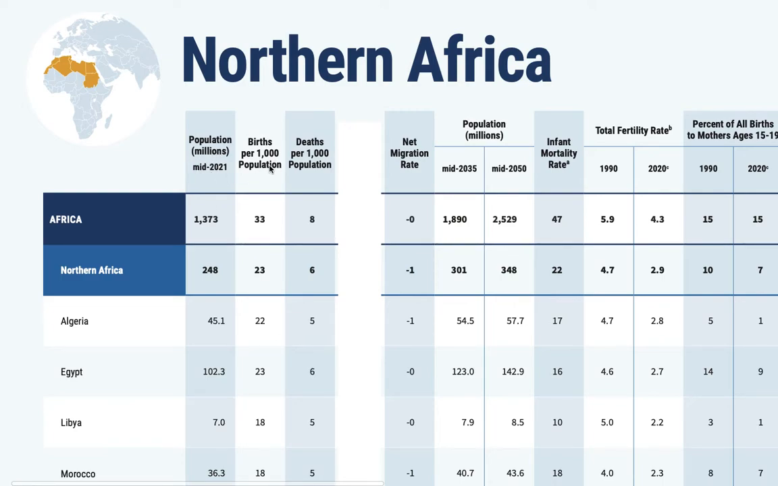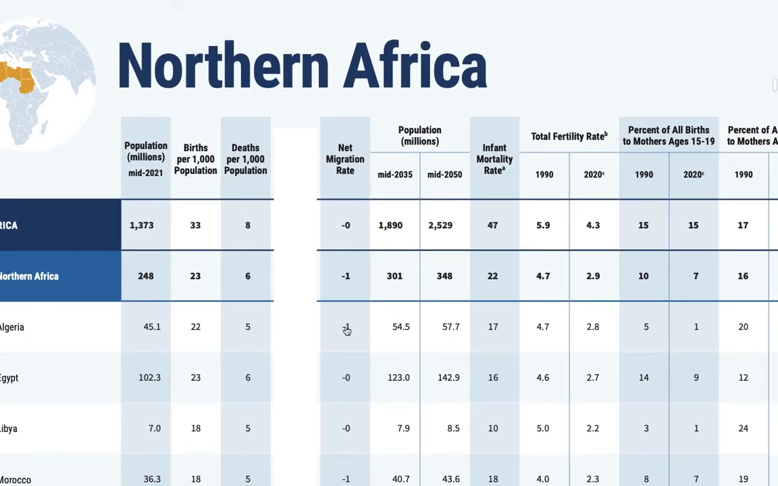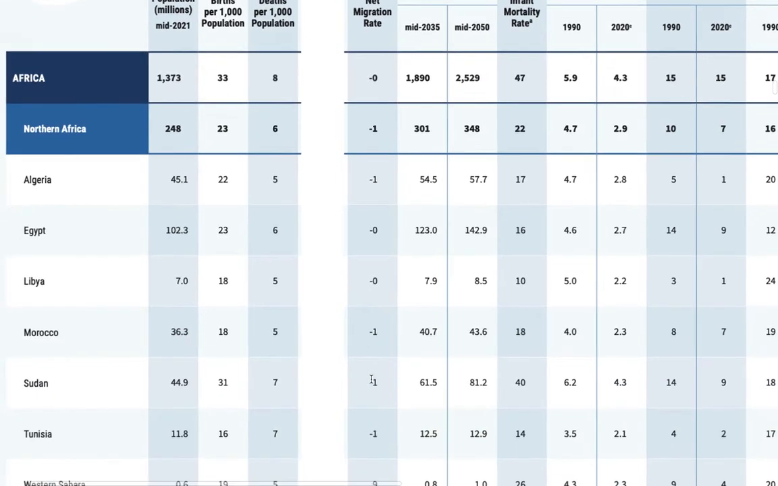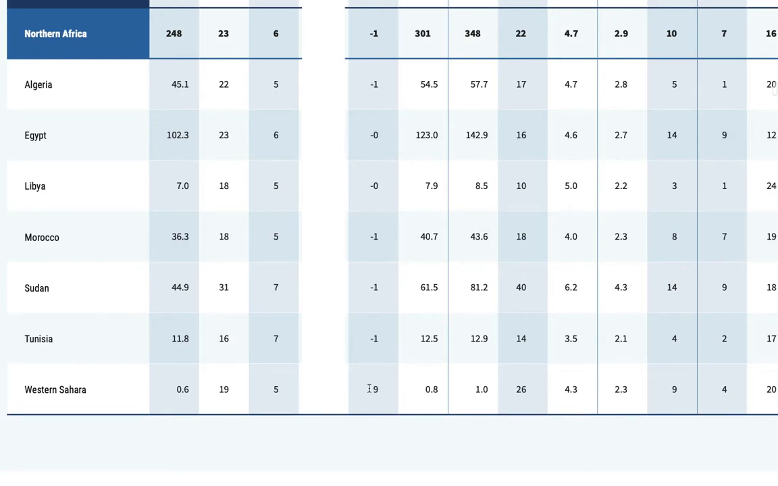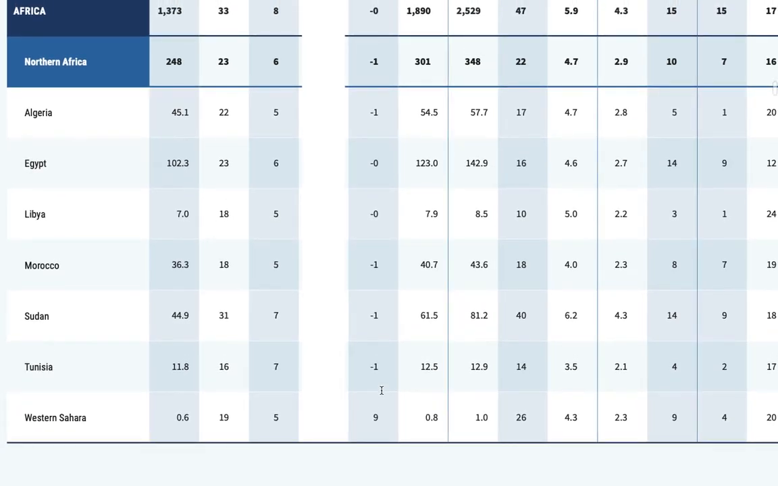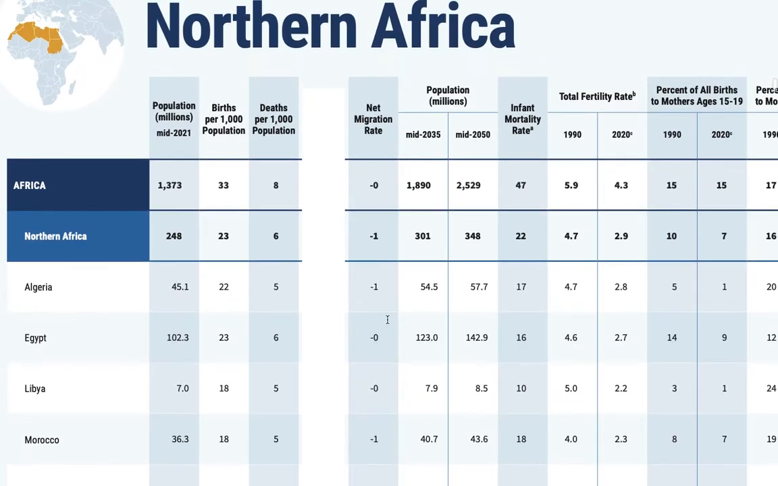And if we take a look at the data that it provides for each country, it gives us the population, the births per 1,000, which is the crude birth rate, and the deaths per 1,000, which is the crude death rate, and the net migration rate, which is just the sum of the immigration and emigration rate. So if it's a negative number, that means you have 1 person per 1,000 leaving the country. If it's a positive number, like Western Sahara is +9, that means you have 9 people per 1,000 entering the country at a net rate.